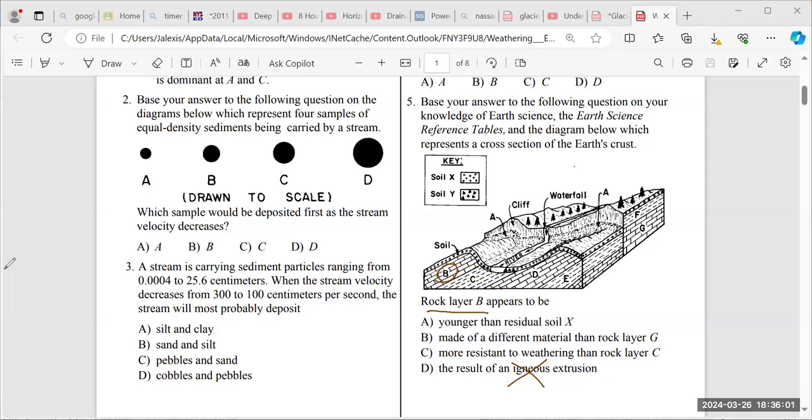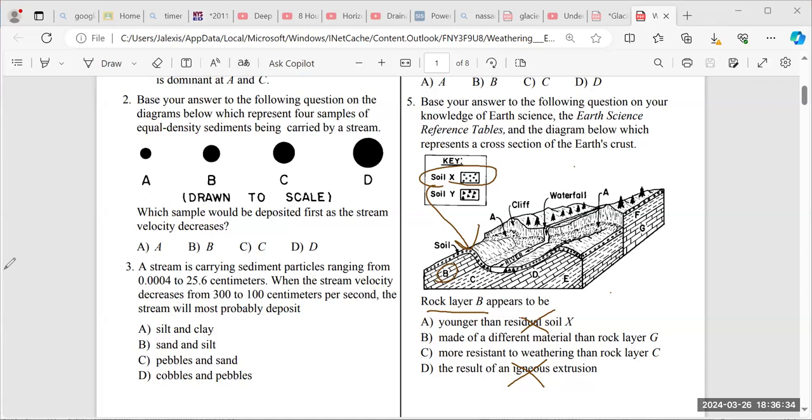The second thing I'm looking at, rock layer B appears to be younger than residual soil X. It can't be that either, because if it was younger, then that means that rock layer B would be on top of the soil. Instead, soil X, which we see right here, is on top of B. So that lets me know that it's younger. Whatever's on top, generally speaking, is going to be younger.